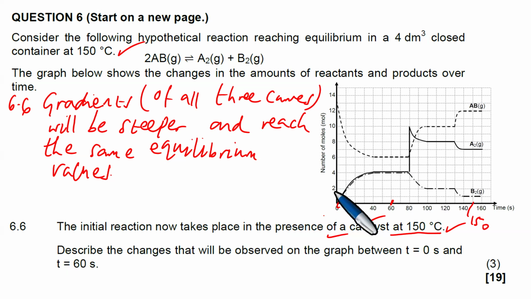The gradients will be steeper because, what does a catalyst do? It speeds up the reaction without taking part. If it speeds it up, the gradients will be steeper between 0 and 60. So equilibrium is going to be reached quicker than without the catalyst, but they're going to reach the same equilibrium values. This is the difference when the catalyst is added in this case.